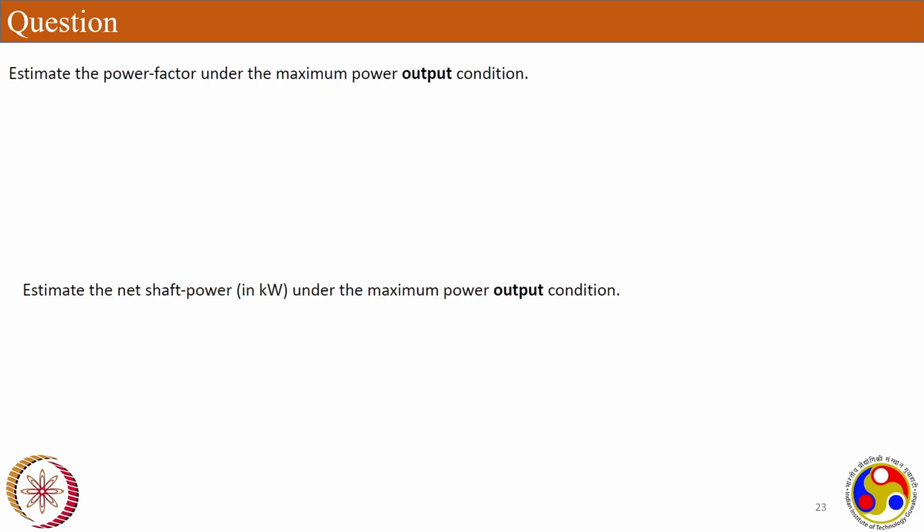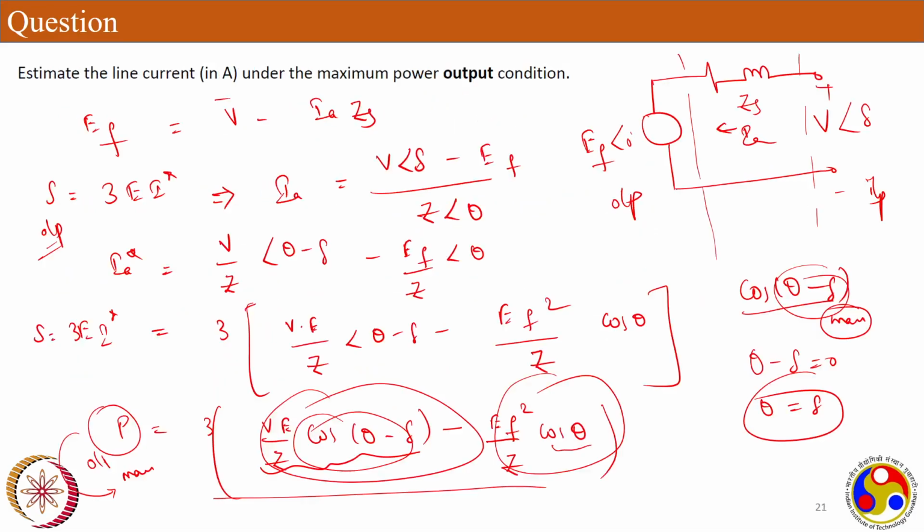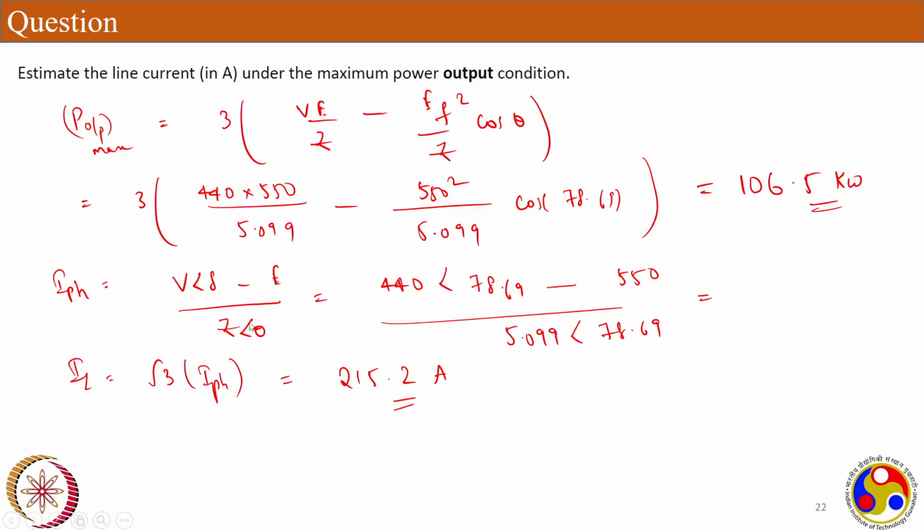Okay. Now the same thing, we have to calculate the power factor under the maximum power output condition. So under the maximum power output condition, if you want to calculate the power factor, same thing you can go for the input power divided by root 3 VL IL, but we have not calculated the input power yet. So we have calculated the output power, which we got 106.5. So let's calculate the input power here itself.